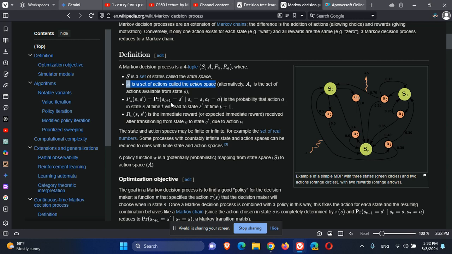It is the probability that action A in state S at time t will lead to state S tag at time t+1. בקיצור זה מה שאמרתי פה, רק במילים. מה ההסתברות לעבור למצב הבא בהינתן שבחרת את הפעולה A והמצב שלך הוא S? מה ההסתברות לעבור למצב S tag? R_A זה בעצם ה-reward מ-S ל-S tag, is the immediate reward or expected immediate reward received after transition from state S to state S tag due to action A.